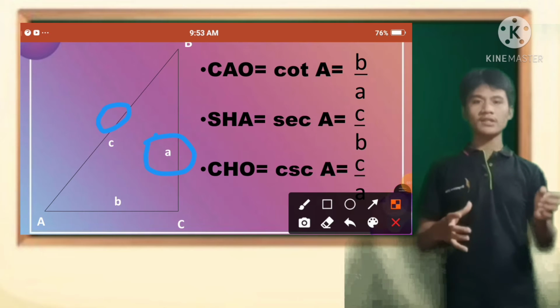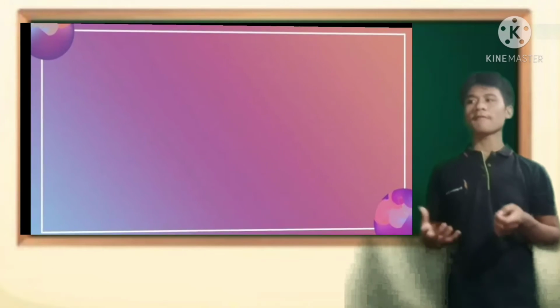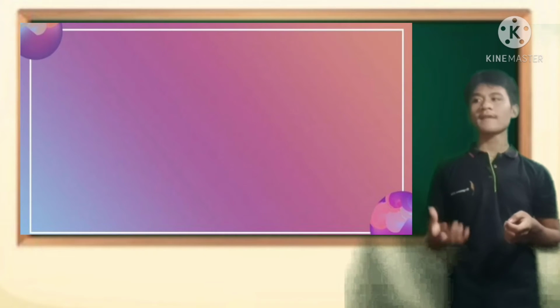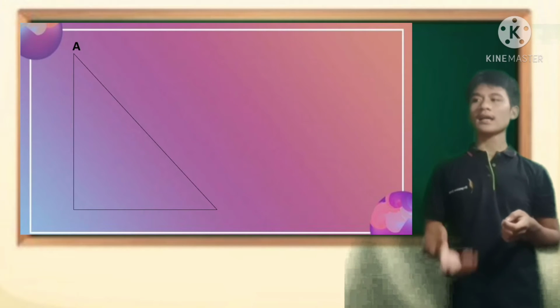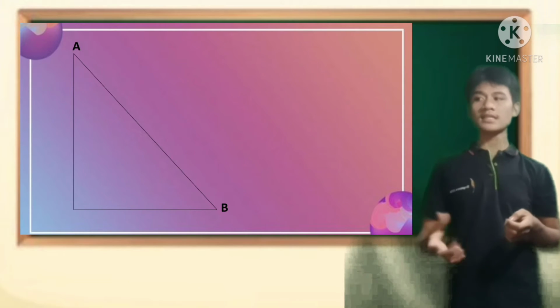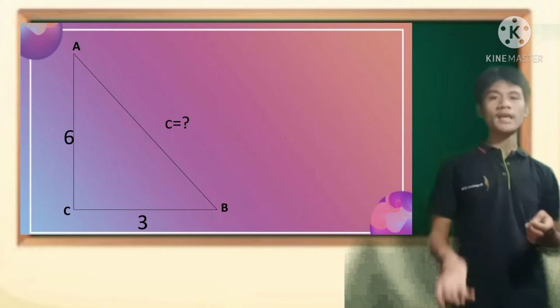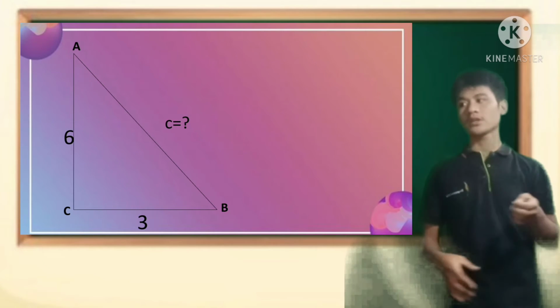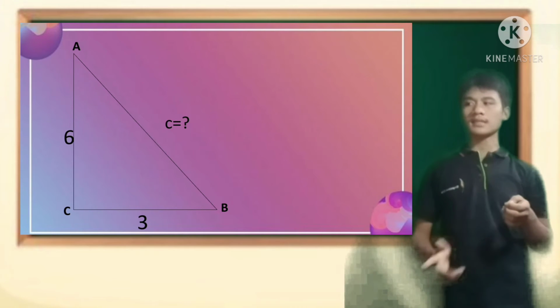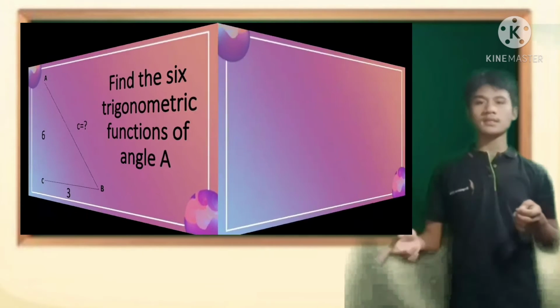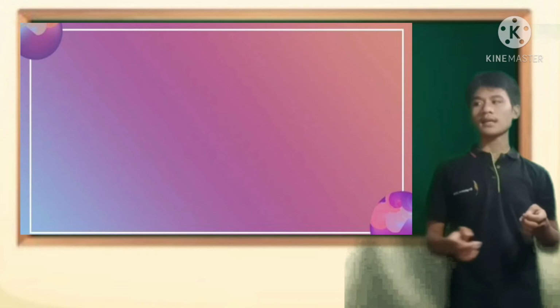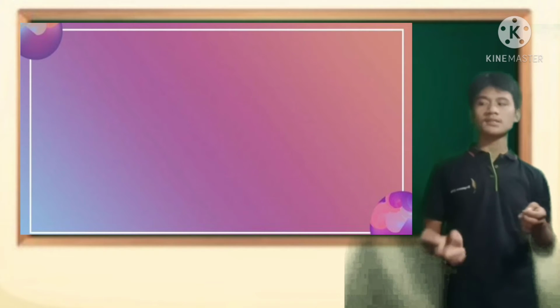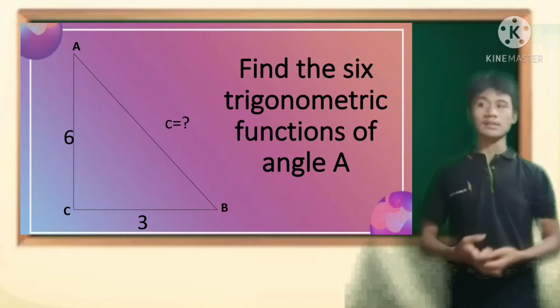In this given illustration, next is to find the 6 trigonometric functions of the angle A. We have angles A, B, and C, and side a is 6, and side b is 3, while the hypotenuse is unknown.